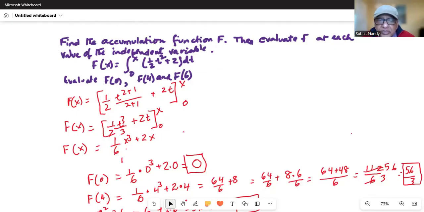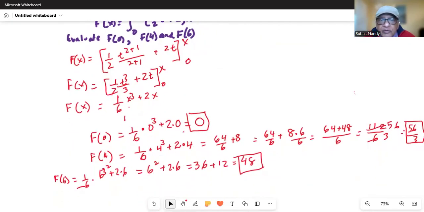This is the accumulation function. They have given us three values of the independent variable: 0, 4, and 6. They want to find the value of the accumulation function at each of these. So if I move this up, f of 0: substitute for x 0 and it's 0. f of 4: for x substitute 4. It is 4 cubed by 6 plus 2 times 4. 4 cubed itself is 64, so 64 by 6 plus 8.